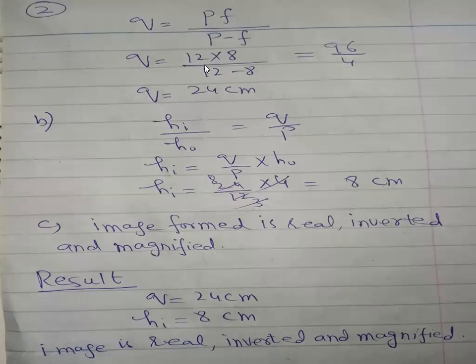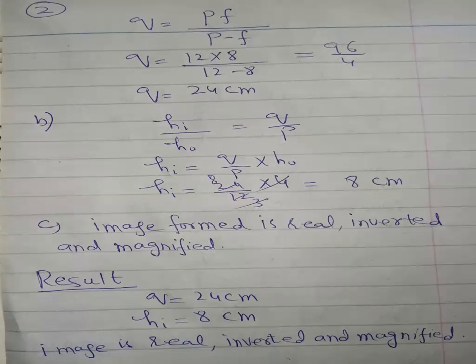Small p is 12, which is the object distance, and F is the focal length, 8. So P is again 12 and F is minus 8. So 12 multiplied by 8 is 96, and 12 minus 8 is 4. If you divide 96 by 4, you will get Q as 24 centimeters.